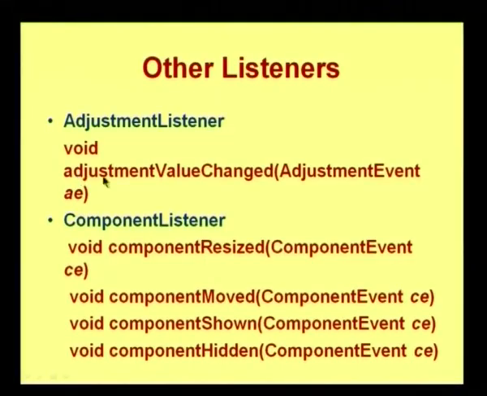Here we can see a list of other listeners available other than what you have seen. These are the preliminary listeners that we have seen. When the adjustment value gets changed, this particular event is raised. I already told you that whenever you move your scroll bar, an adjustment event can be raised, and automatically your adjustment listener is needed to handle this. You may have a slider component and a scroll bar. In that case your adjustment listener should be implemented.